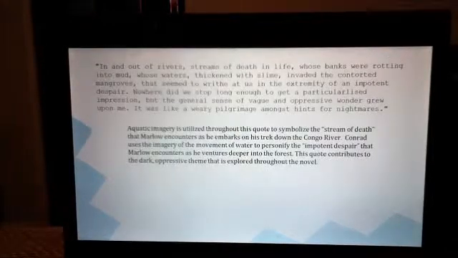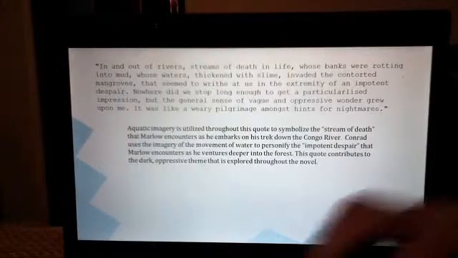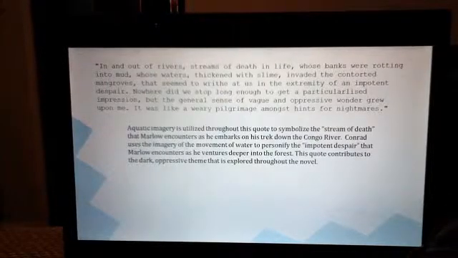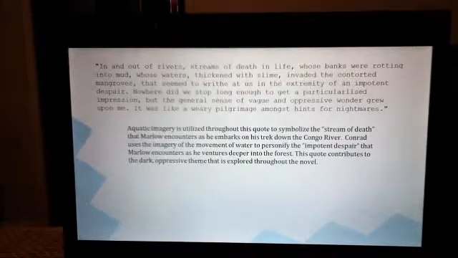So this next quote, which starts with, "in and out of rivers, streams of death and life, whose banks were rotting into mud, whose waters, thickened with slime, invaded the contorted mangroves, seemed to writhe at us in the extremity of an impotent despair." So basically, aquatic imagery is utilized throughout this quote to symbolize the stream of death that Marlowe encounters as he embarks on his trek down the Congo River.